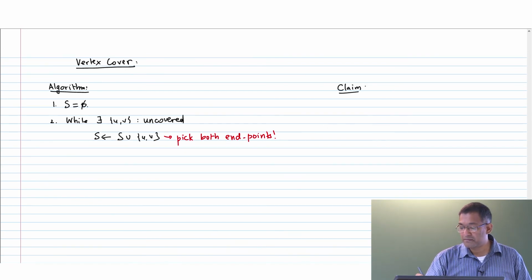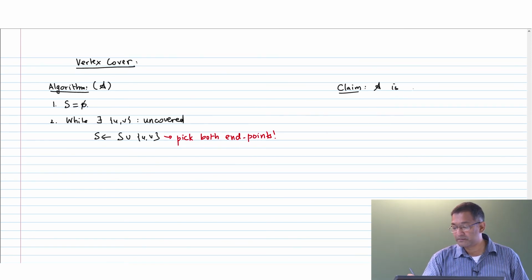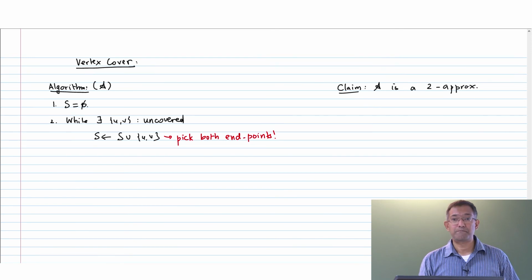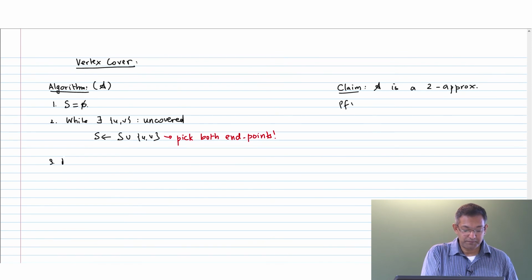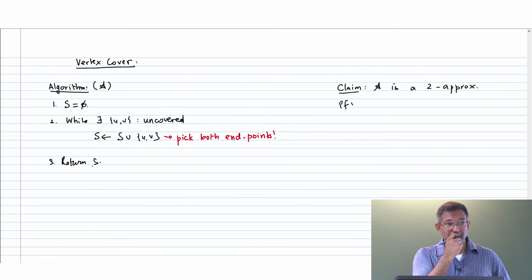So, the claim is, let us call this algorithm A, A is the 2 approximation. So, this is a purely combinatorial algorithm. There is no linear program that you are solving. It is just saying, as long as there is an edge that is uncovered, pick both endpoints. That is a solution. And the proof is this.